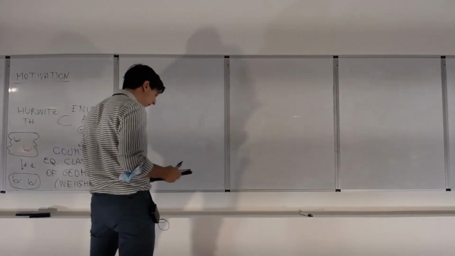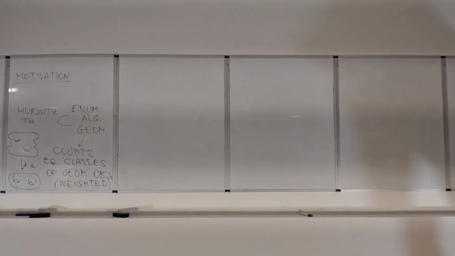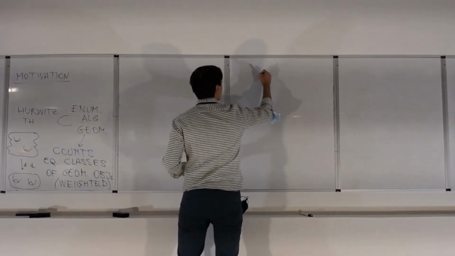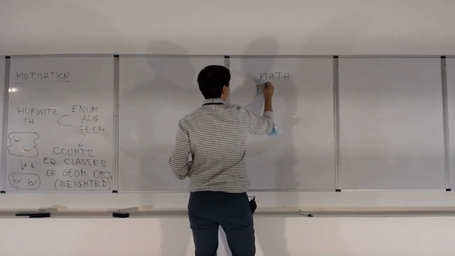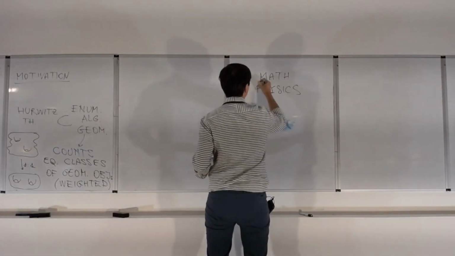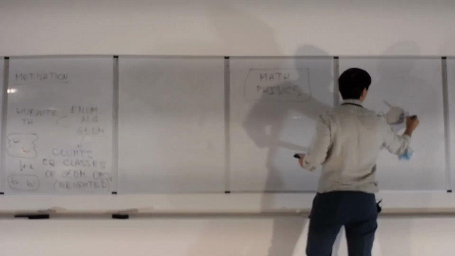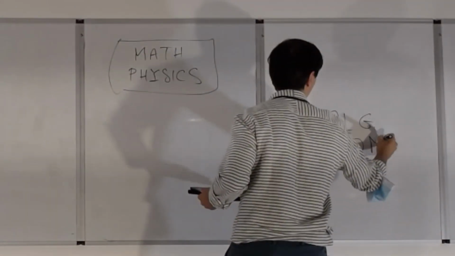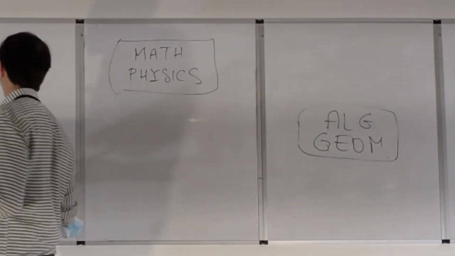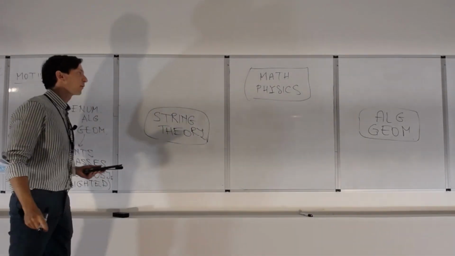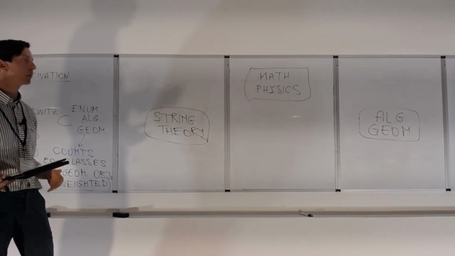But let me also say a little bit more about why these Hurwitz numbers are interesting. So for me, the picture is the following. This is what I will call mathematical physics, and then there is some algebraic geometry here. And this is, let me call it maybe, string theory. I know some people will not be happy with this, but this is how I think about it. And for me, Hurwitz numbers are really an example of interactions between these three things.